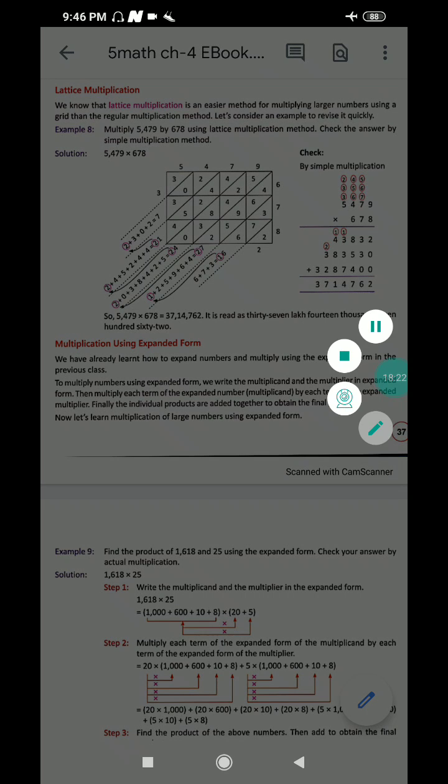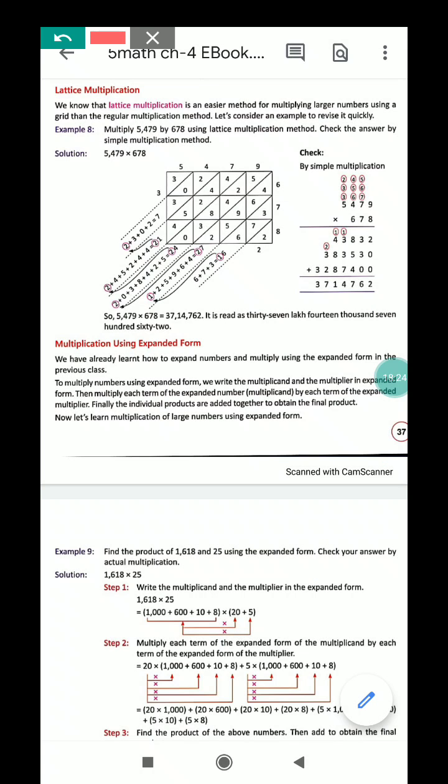Now we will write 5 over here, 4 over here, 7 over here, 9 over here. Simply ones, tens, 100, 1000, and here ones, tens, 100. Now how will we do the multiplication? Normal multiplication. 9 into 6, 54. 5, 4, 54.